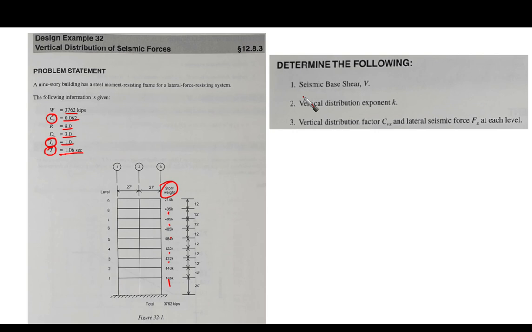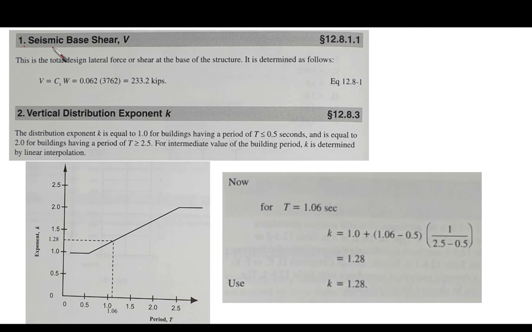Okay, so what we want to determine is the seismic base shear first, then the vertical distribution exponent k, which controls the contribution of higher modes, and then the vertical distribution Cvx and the lateral seismic force Fx at each level. Now let's go to the first part, which is very easy for us: the seismic base shear. They already gave us Cs, so we will multiply it by the total weight of the building, and it gives us the total base shear. The second requirement is related to the vertical distribution exponent, which is k.